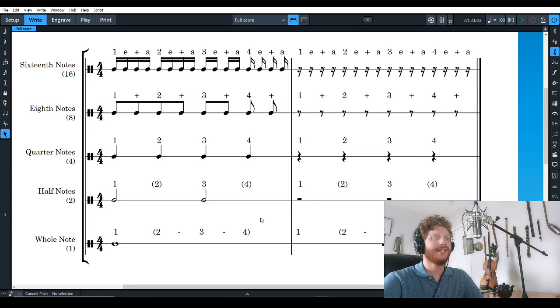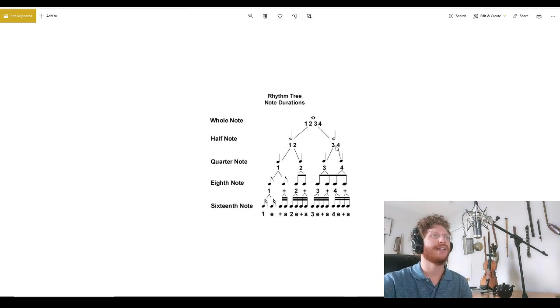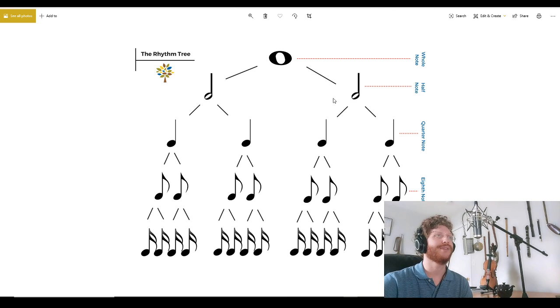This is a lesson on the basic rhythms that you will see in music. If you have ever walked into a music classroom, you might have seen a chart that looks like this or looks like this. We're going to start with this one.